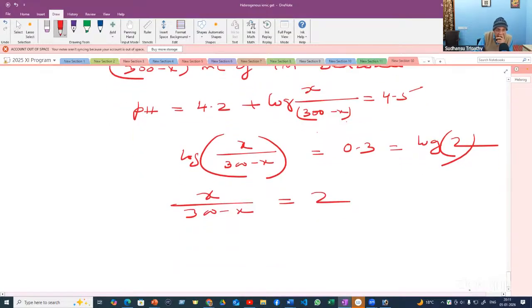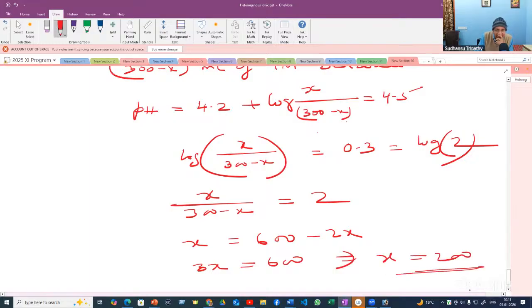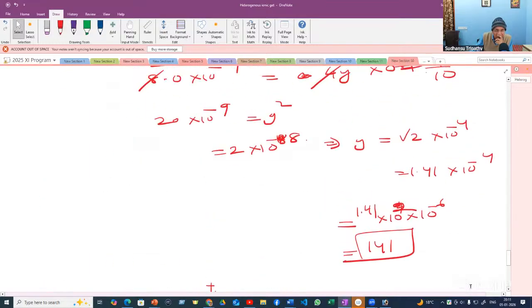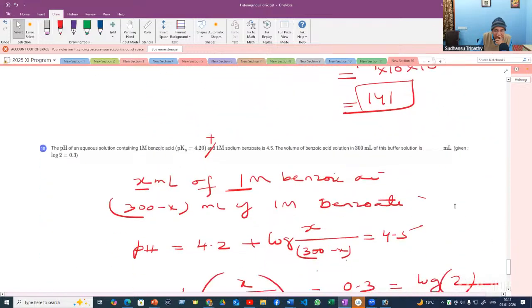That means x is equal to 600 minus 2x. So 3x is equal to 600, so x is coming to be 200. So x, you have taken benzoic acid solution, so it is coming 200 ml. The volume of benzoic acid is 200.